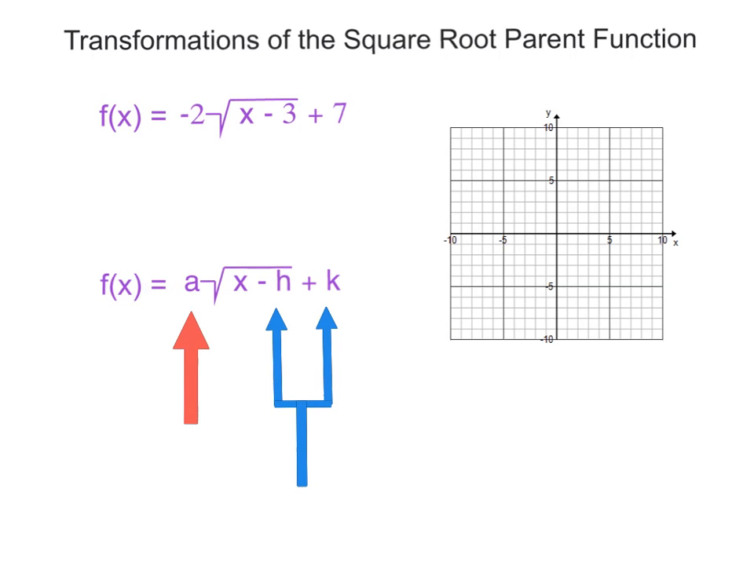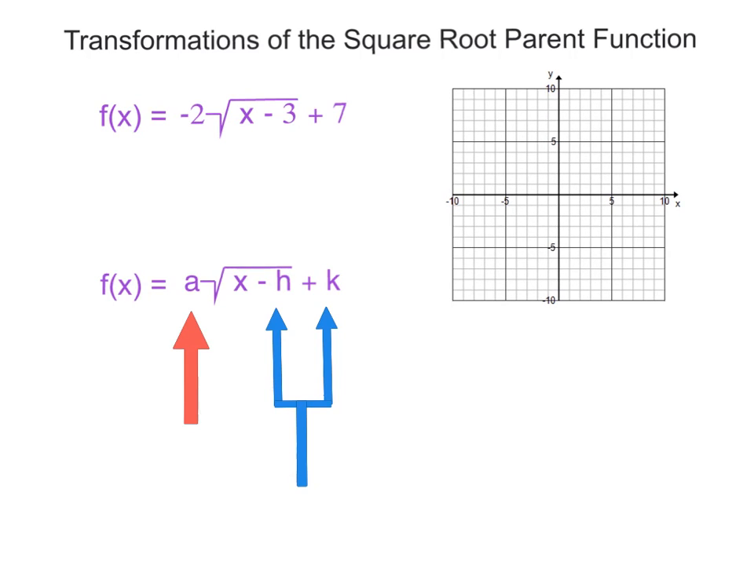Okay, as I mentioned on the previous screen, now we're going to look at some transformations of the square root parent function. So instead of just having the square root of x, now we've got all of this other stuff going on. The function that we're going to graph next is f of x equals negative 2 times the square root of x minus 3, plus 7. Now I want to point out to you that the square root does end right here after the 3. This part is not under the root.